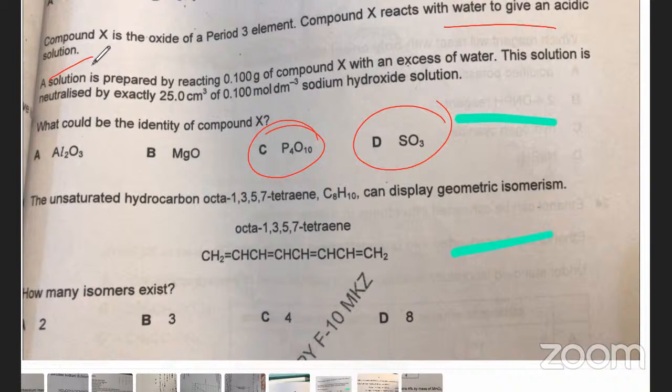So he says that 0.1 grams of each. So this is 0.1 grams, this is also 0.1 grams, and it reacts with an excess of water. This solution is neutralized by 25 cm³ of NaOH, right? So basically we need an equation for NaOH. So can you tell me, P4O10 reacting with NaOH, what is the salt that's going to be produced?